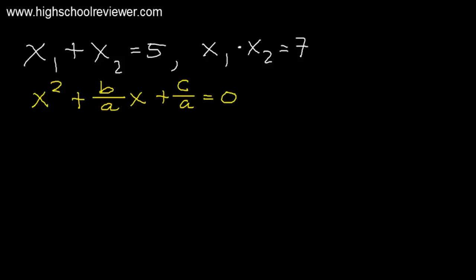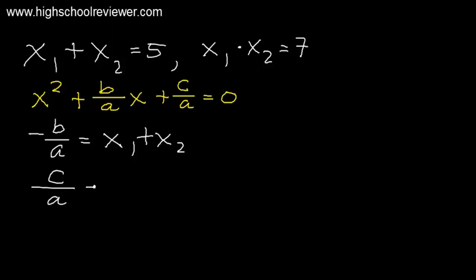We note that negative b over a is equal to x sub 1 plus x sub 2, and c over a is equal to x sub 1 times x sub 2. So we are going to substitute x sub 1 plus x sub 2 for b over a, and substitute x sub 1 times x sub 2 for c over a.